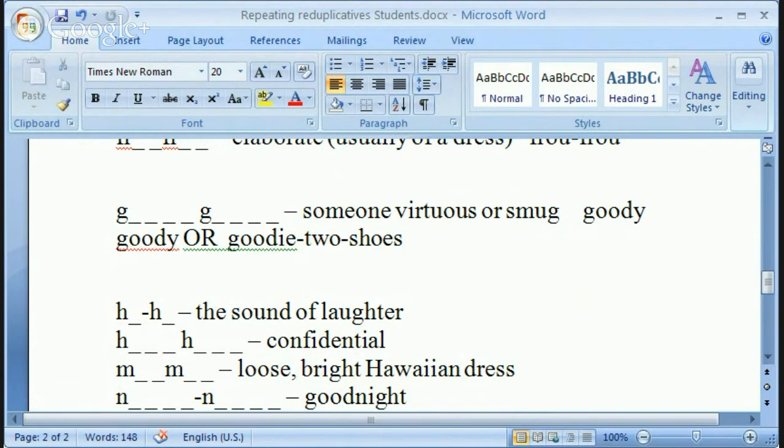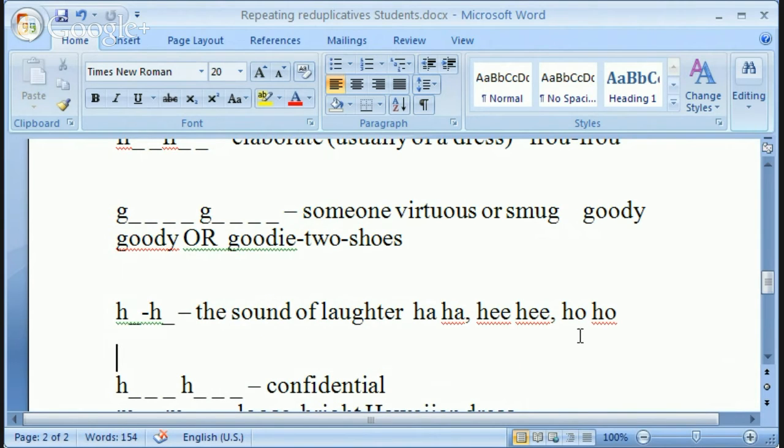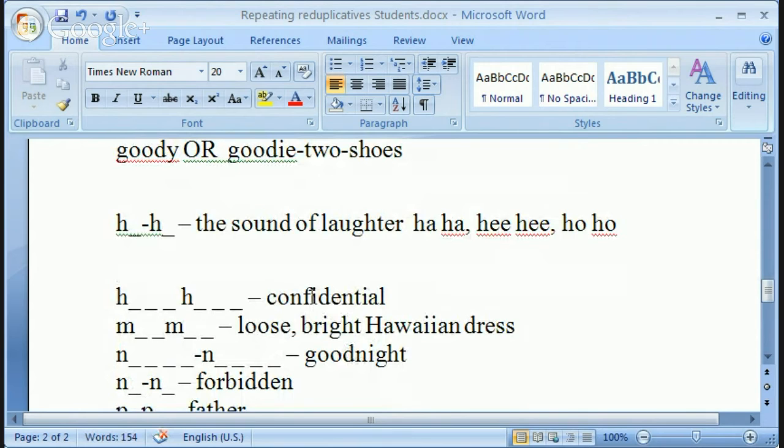Ha ha. Or sometimes, of course, we do hee hee, ha ha, or maybe even ho ho. Santa likes ho ho. Santa Claus prefers ho ho, but yeah. All right. Ha ha, very funny.